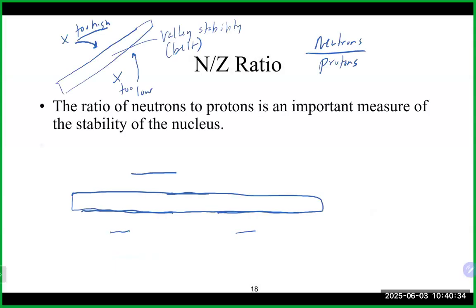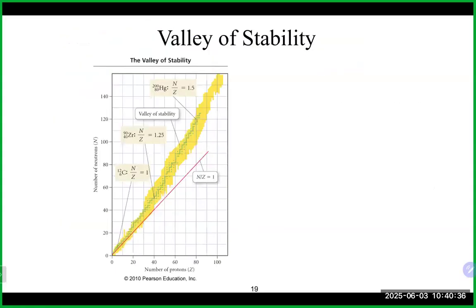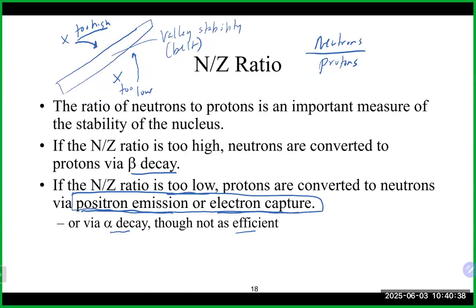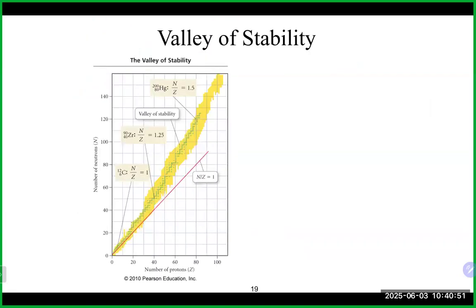So again, if your ratio is too low from the belt of stability, you have that option to do either one. And again, we're not going to do the alpha decay, but technically you can, but it doesn't work as well as positron or electron capture. So too high, beta; too low, positron emission and so on.